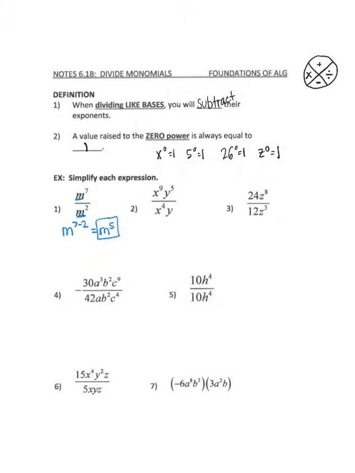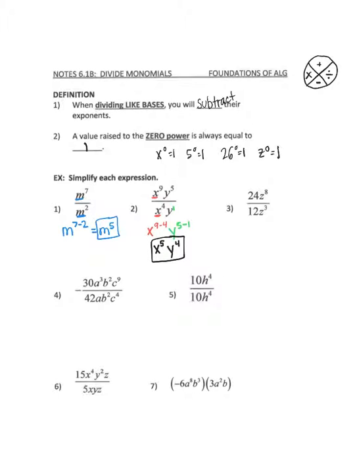So if we look at number 2, we're going to start with our x's. Our x's have like bases, so I can combine those. I have x to the 9th minus 4. Then same with the y's, I can combine those, y to the 5th minus, and remember if there's nothing there, that's a y to the 1st, so I subtract 1. So my final answer here, 9 minus 4 gives me 5, and then 5 minus 1 gives me 4.